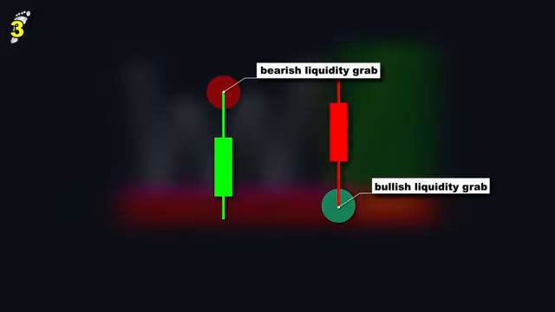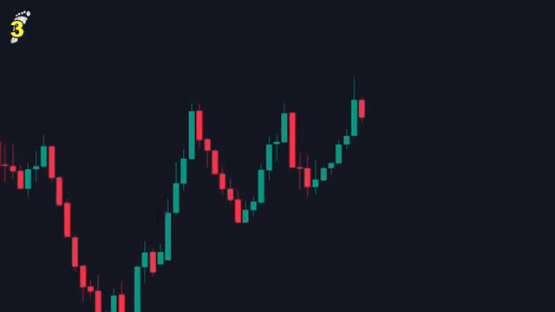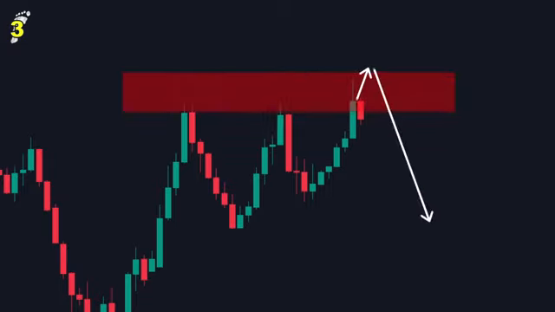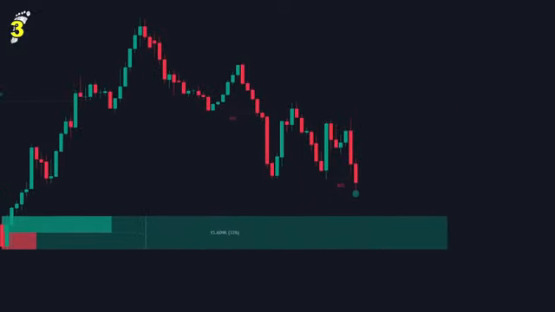When you see the red and green circles appearing on your chart, these represent bearish and bullish liquidity grabs respectively. A bearish liquidity grab occurs when price wicks above a previous swing high, taking out stop losses before reversing lower. A bullish liquidity grab happens when price wicks below a previous swing low, sweeping stops before reversing higher.